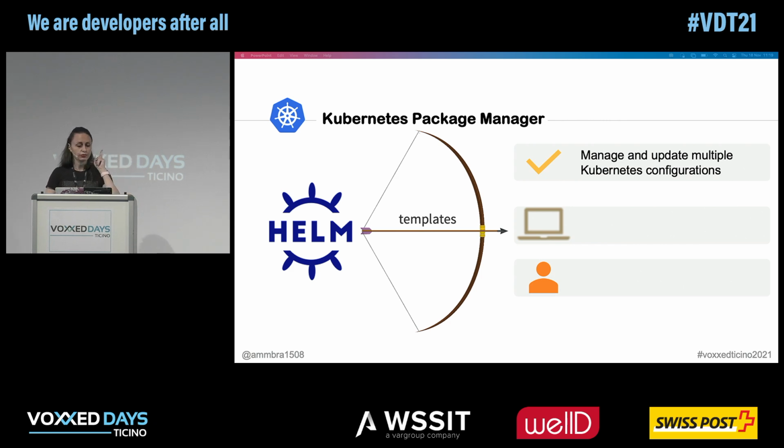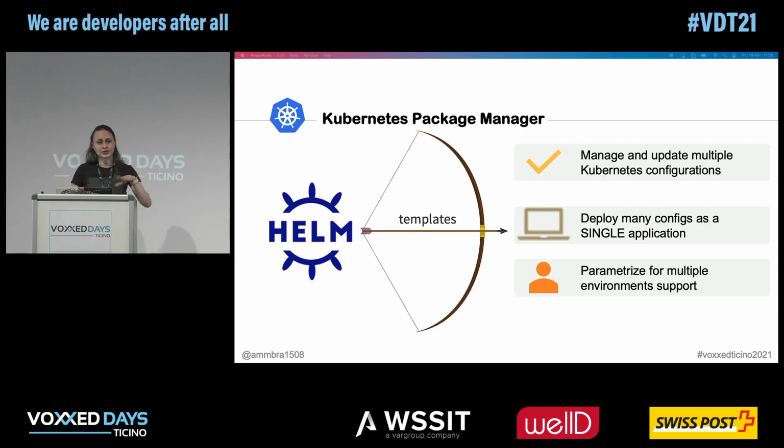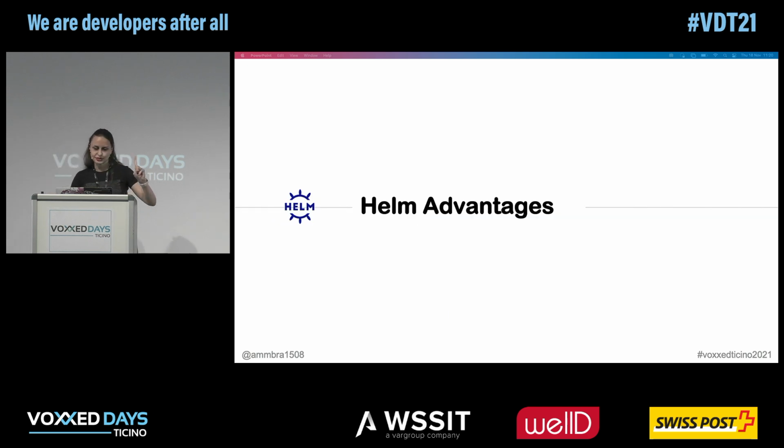And speaking about the whole view of what's going on there, Helm is giving you the notion of a release. So you see those many configs that you're doing as a single application with the concept of a Helm release. Moreover, you can parameterize for multiple environment support. So basically, you're coding the templates, but when you need to move to different environments or to different namespaces, you're just making another values file. So you're separating things. And that being said, let's see some action.